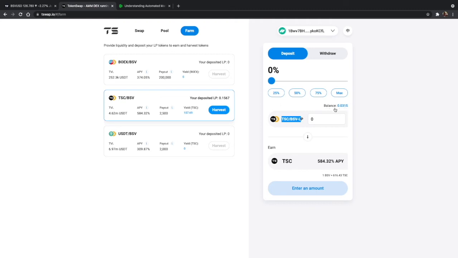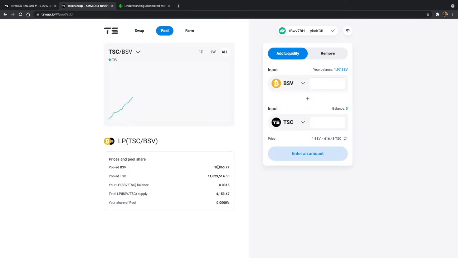Okay. See my number right here? I've already got some in the liquidity pool. It's 0.0315. This number is right here: my LP balance, liquidity pool, BSV, TSC balance.